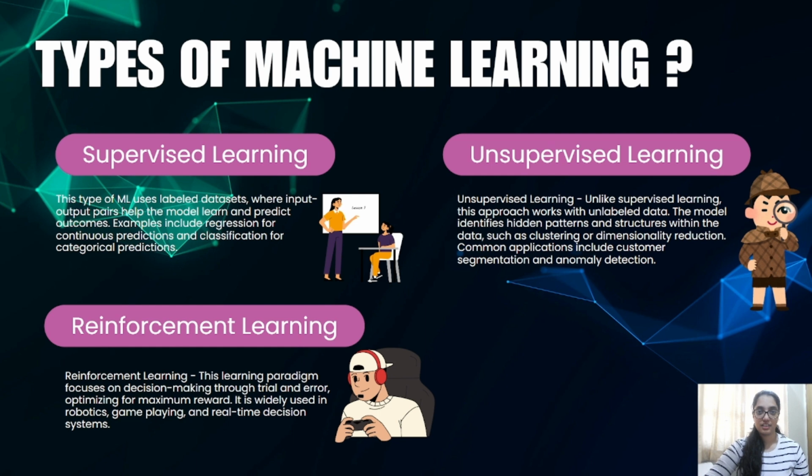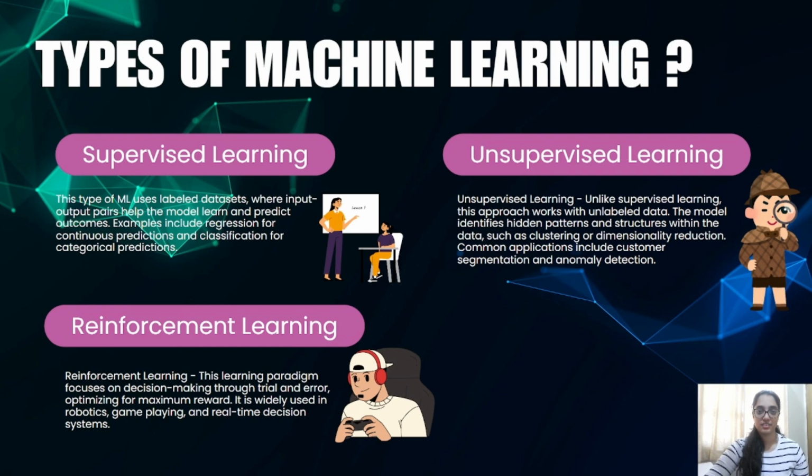Supervised learning has labeled data with input output pairs. It's like learning with answer sheets. Unsupervised learning works with unlabeled data, finding hidden patterns. Example: detective mode, finding secrets in data without hints. Reinforcement learning learns through trial and error for maximum reward.